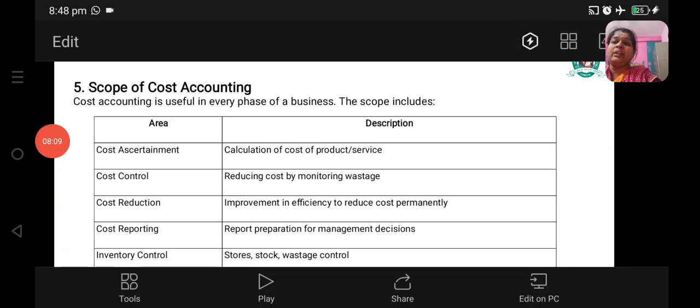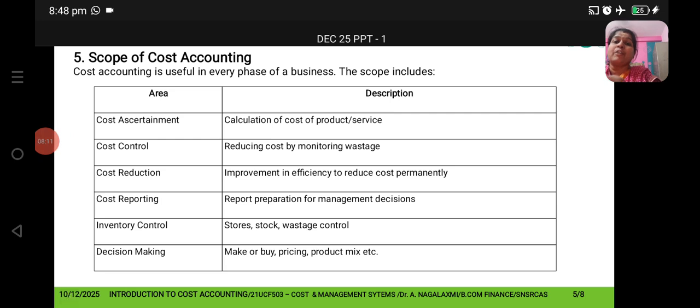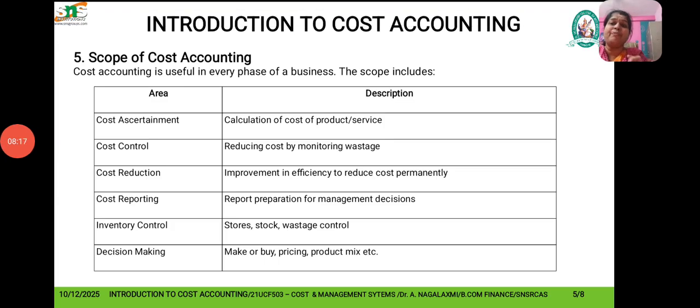Next, what we are going to see is the scope of cost accounting. What is the scope of cost accounting? Cost accounting is very useful in every phase of business, that is, every stage of business. The scope includes cost ascertainment, cost control, cost reduction, cost reporting, inventory control, and decision making.